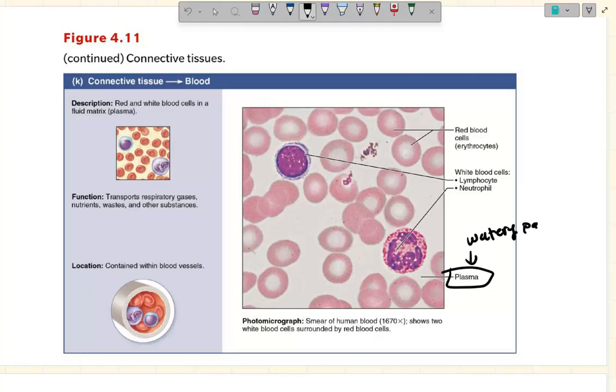So this is the watery part of blood. And then our cells here, I didn't fully write, are red blood cells and white blood cells. So you'll be able to see this in lab. We'll have slides of blood and you'll just see these red blood cells everywhere.